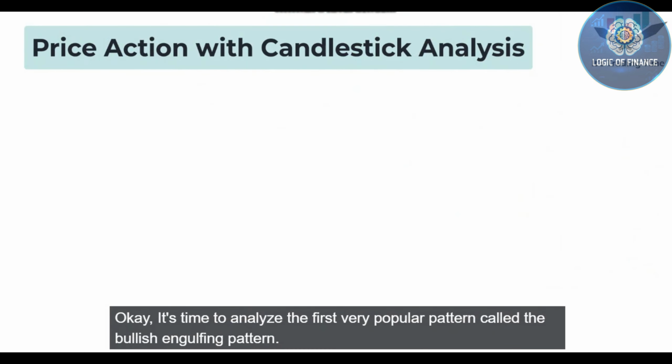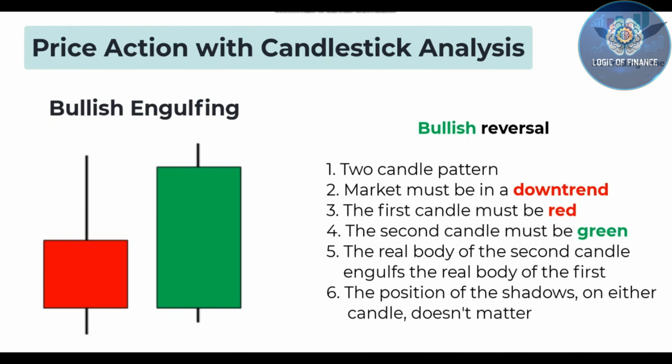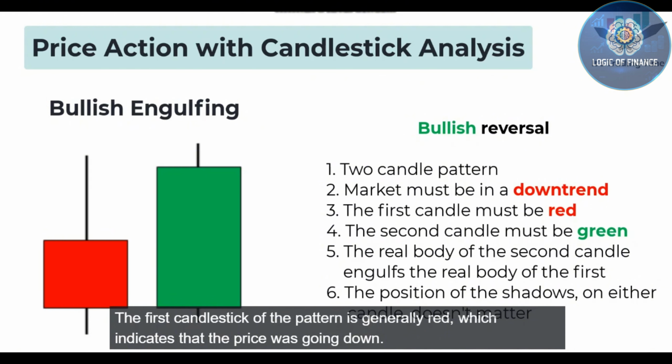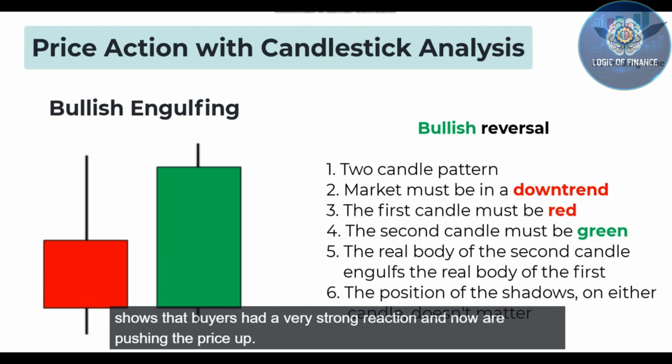Okay, it's time to analyze the first very popular pattern called bullish engulfing pattern. This is not one of the easiest patterns since it is formed by two candlesticks and not just one. The first candlestick of the pattern is generally red, which indicates that the price was going down. The second candlestick of the pattern is a big green candlestick that engulfs the first one, which shows that buyers had a very strong reaction and now are pushing the price up.